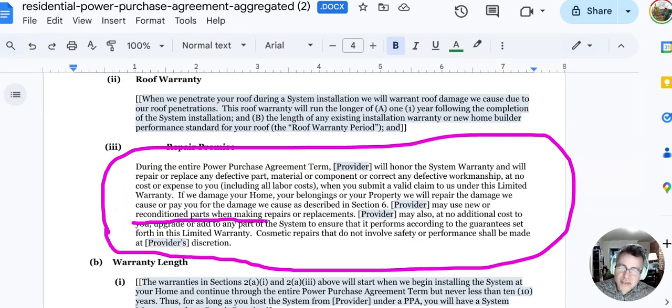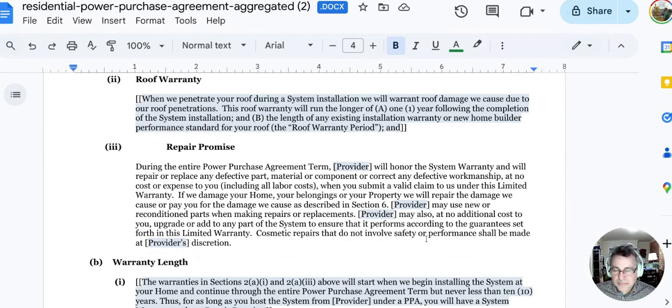And if they're making repairs or replacements, so on some of these roofs, when people don't want them anymore and they take the old stuff off, they have a bunch of pieces laying around. Maybe they'll use some of them for your roof. That's fine. If you don't like that, that's something here that you can negotiate. And it says that they will also upgrade parts of the system when needed.